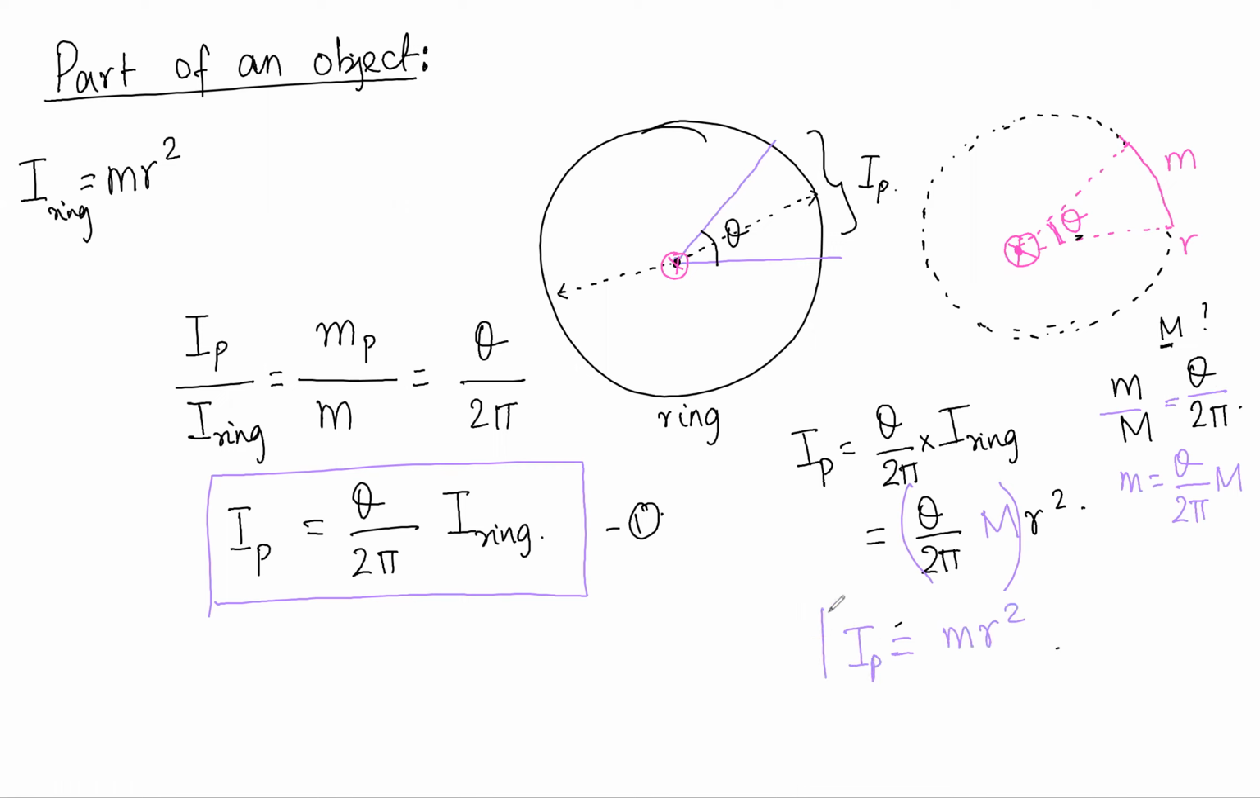You might be very surprised. The moment of inertia of a ring is mr square. The moment of inertia of a part of a ring is also mr square. I proved it to you, how.